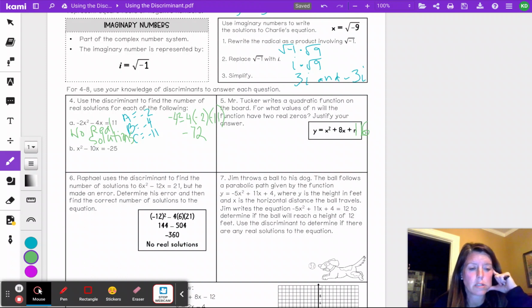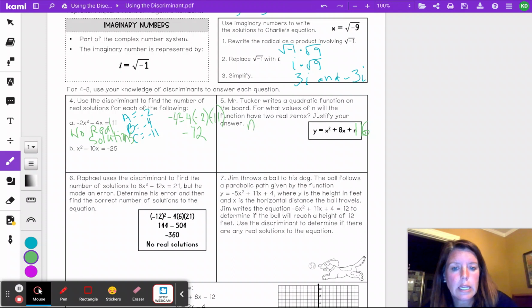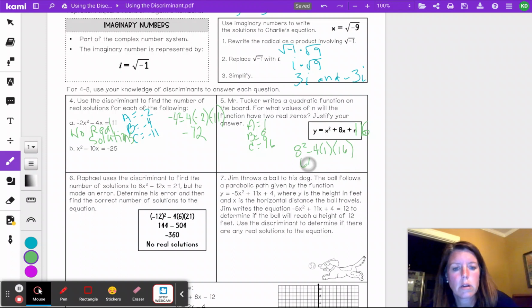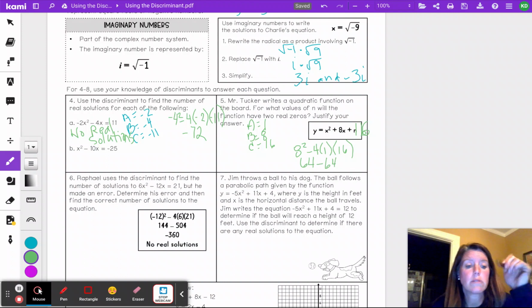I did completing the square to make that a perfect square trinomial. I'm going to plug that into the discriminant and see what I get. A equals 1, B equals 8, and C equals 16. So B squared, 8 squared, minus 4 times 1 times 16. 8 squared is 64, minus 4 times 1 is 4, 4 times 16 is 64. So that's going to give me 0.